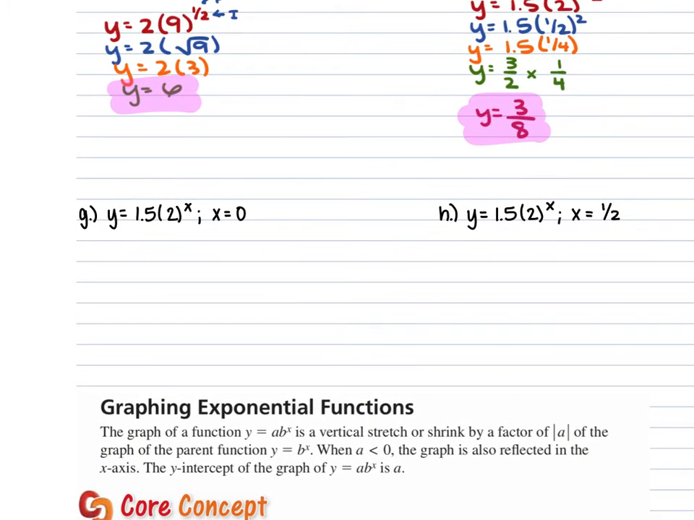For example G, we have 1.5 times 2 to the power of x, where x is 0. So again, we're just going to have y is equal to 1.5 times 2 to the power of 0. Anything raised to the power of 0 is 1. So that's just y is equal to 1.5 times 1, which is y is equal to 1.5.